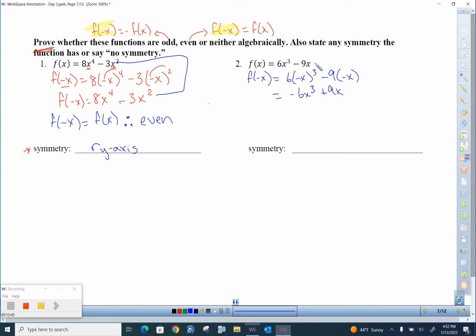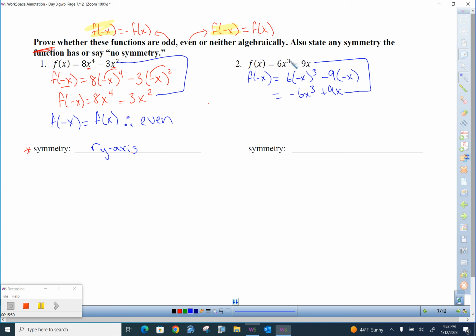Okay? We are comparing this to the original, because that's what our rules do. And we want to see if our terms are exactly equal or exactly opposite. If it's one of those things, it's even or odd. And if it's neither of those things, it's neither.